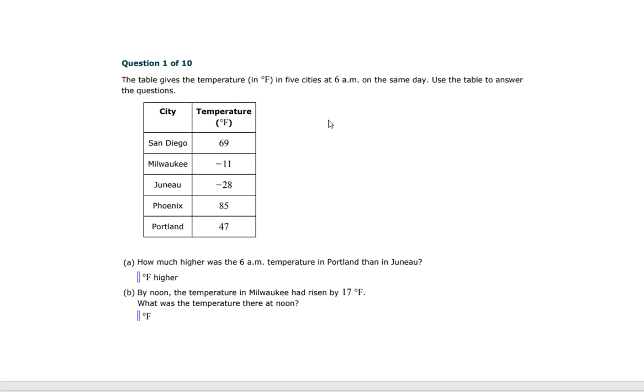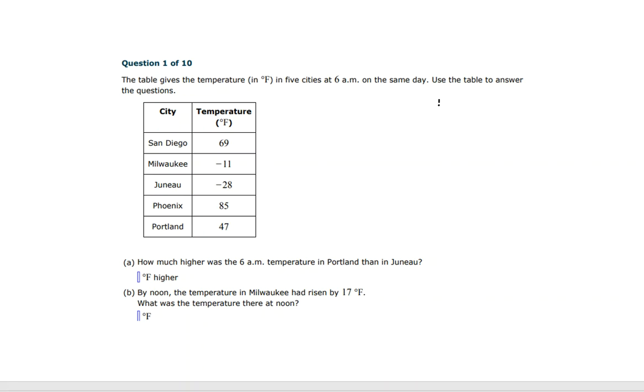So it says the table gives the temperature in Fahrenheit in 5 cities at 6 a.m. on the same day. Use the table to answer the question. So you can see we have the cities and then we have the temperatures. A, how much higher was the 6 a.m. temperature in Portland than in Juneau?